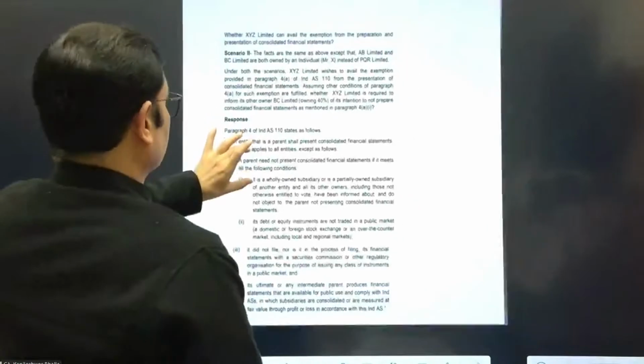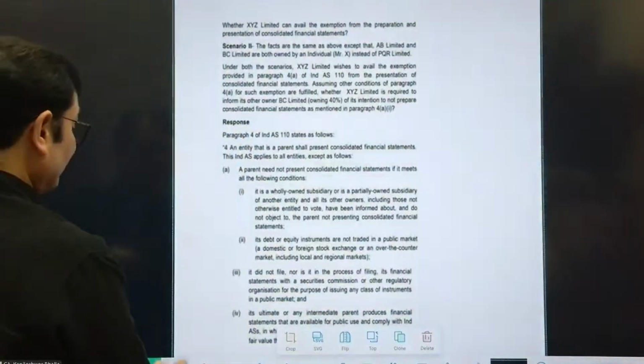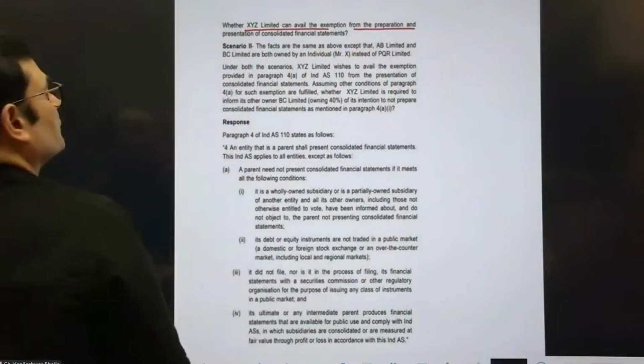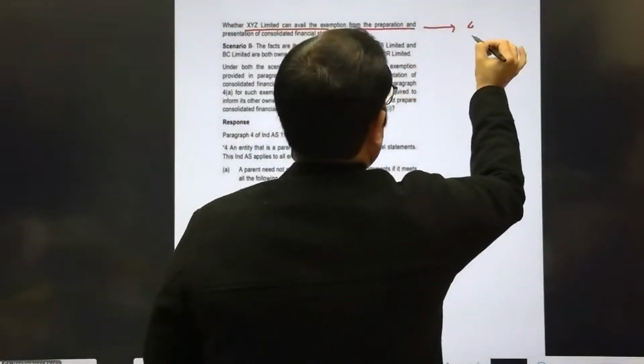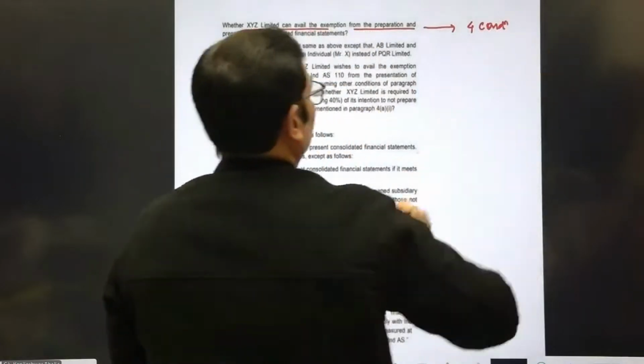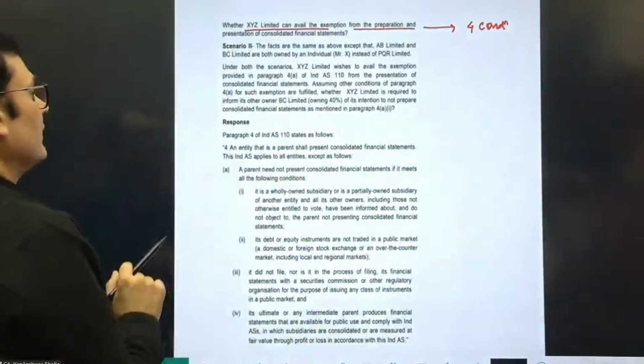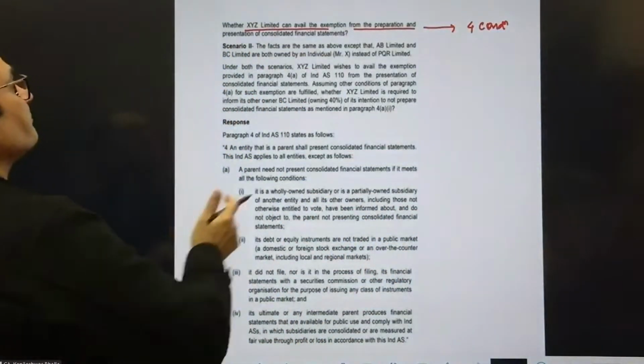So we are given scenario number 1. In this particular case, the question is asking whether XYZ Limited can avail the exemption from the preparation. It all depends upon the 4 conditions which we evaluated. If XYZ is not listed, not in the process of listing, and we know it is a wholly owned subsidiary of PQR directly or indirectly, and a no objection from PQR is obtained, and PQR is a listed company making consolidated statements as per Ind AS, he gets the choice.